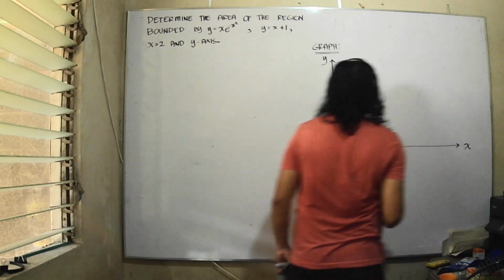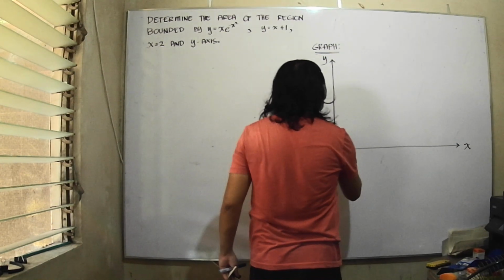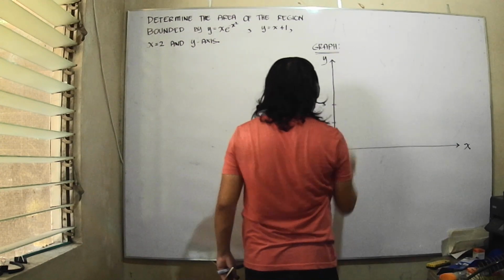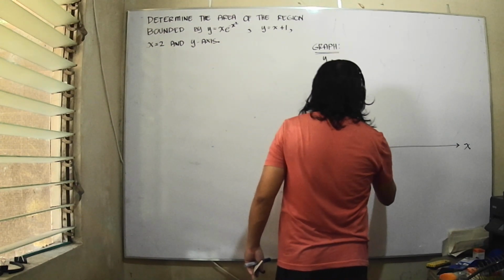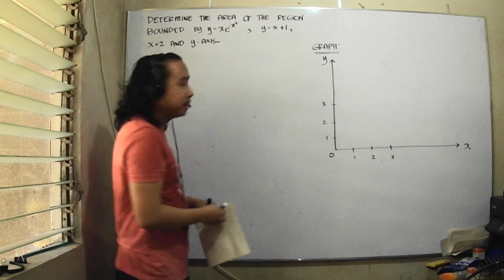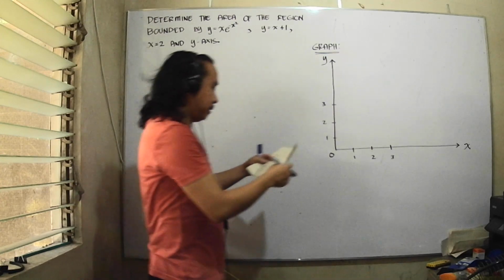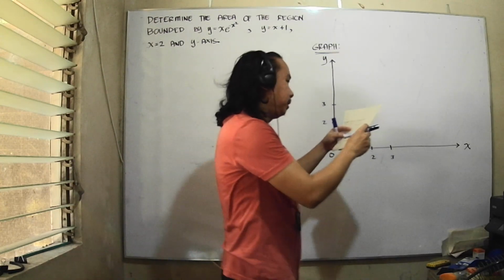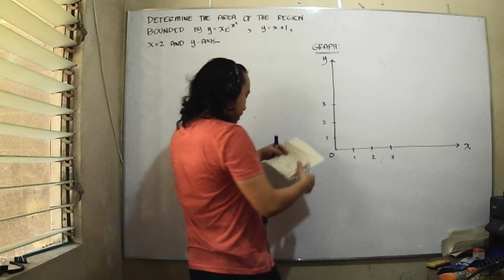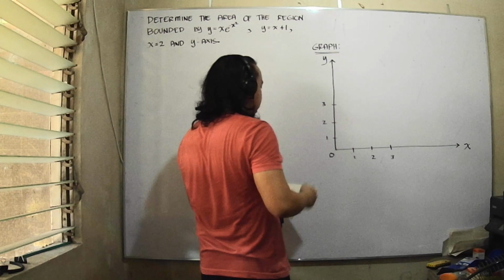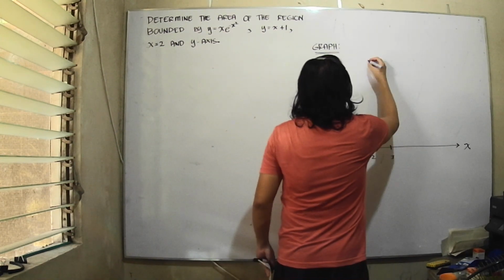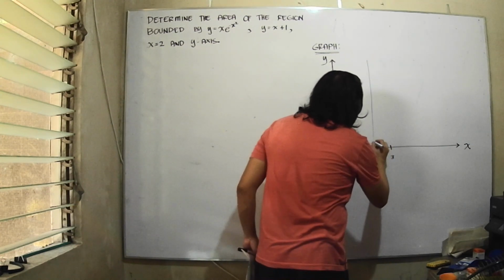So we have 0, 1, 2, 3 on the axis. Okay? Now let's take note of the y-axis. This is the y-axis. Okay?